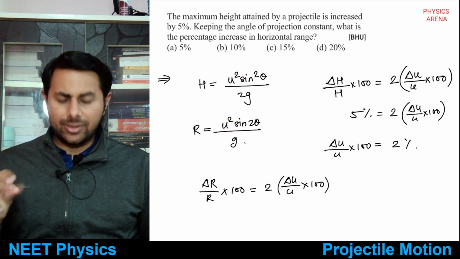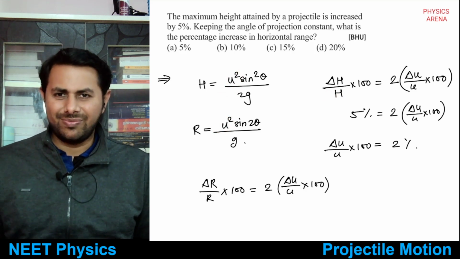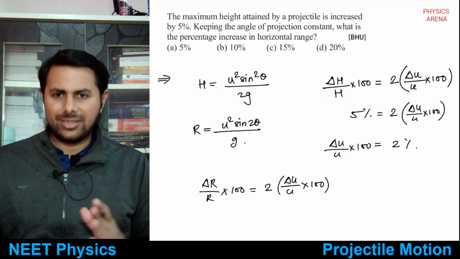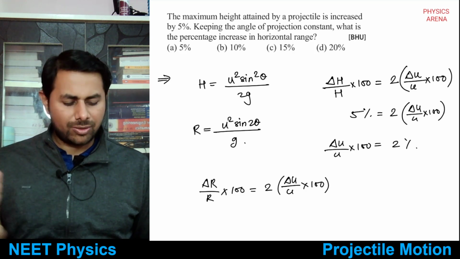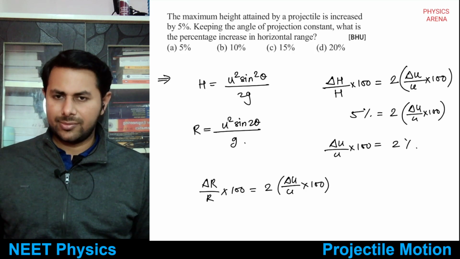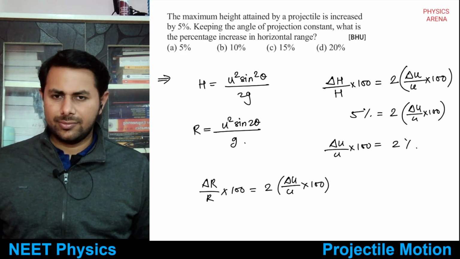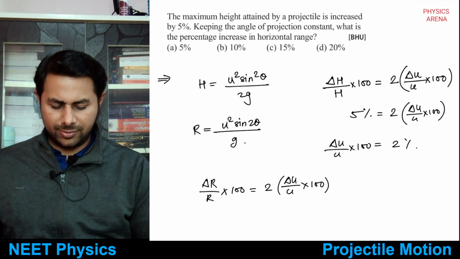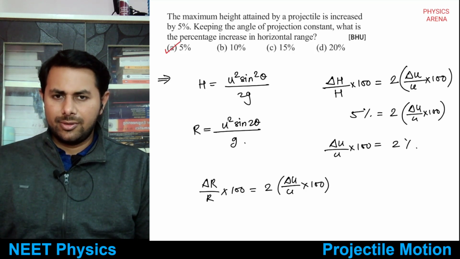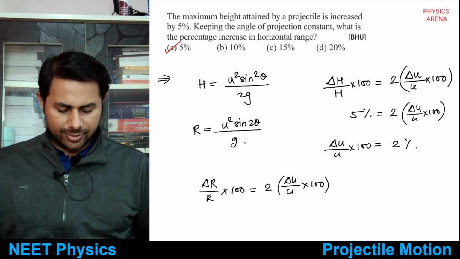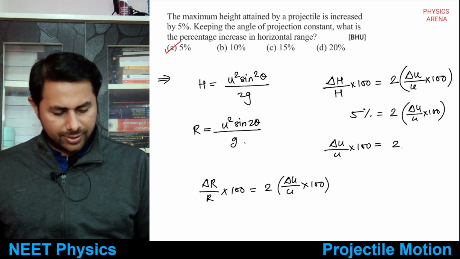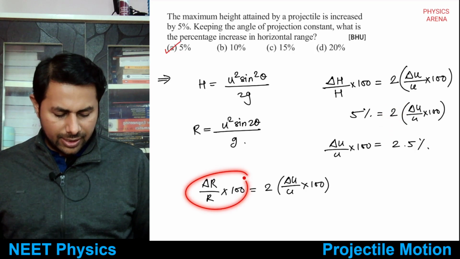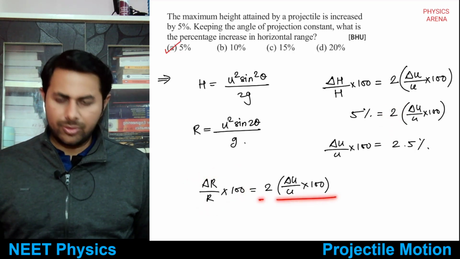So if there is some error in u, or some small percentage change in u, then in both h and r, the percentage change would be what? Twice that of u, right? Yes, no? So that's why the answer is 5%. Oh, this is 2.5%. Delta u by u into 100 is 2.5%. It's 5% by 2. So delta r by r into 100 is 2 times 2.5%.